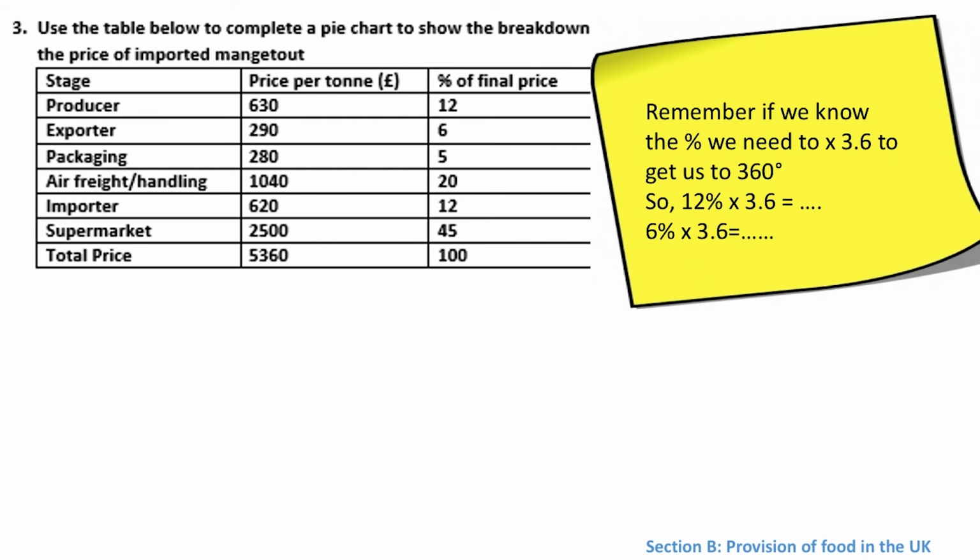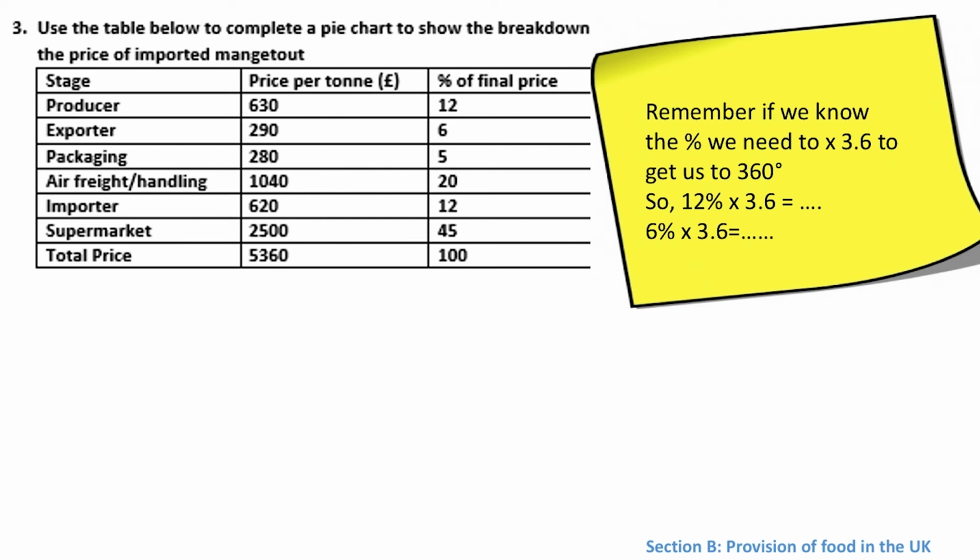So let's take a little look at the information. 45% of the final price goes to the UK supermarket. 12% goes to the producer, 6% to the exporter, the person that sends it over to the UK, etc. So you can work out where the money is going. Now, you've been asked to draw a pie chart. It is so important that you can do this skill, and I've seen this completed incorrectly a number of times.